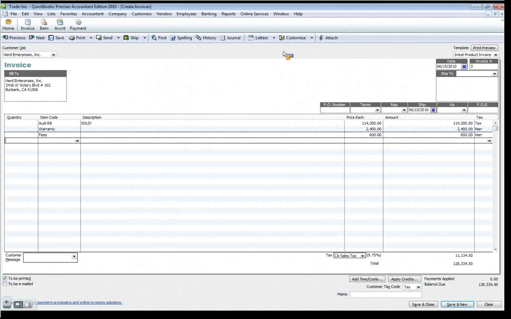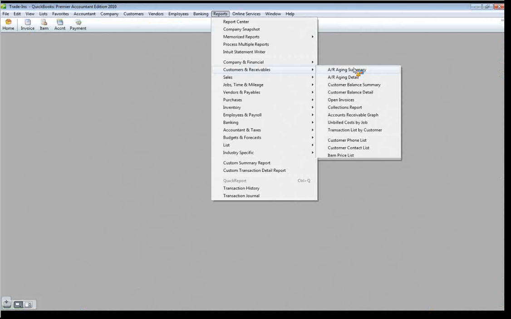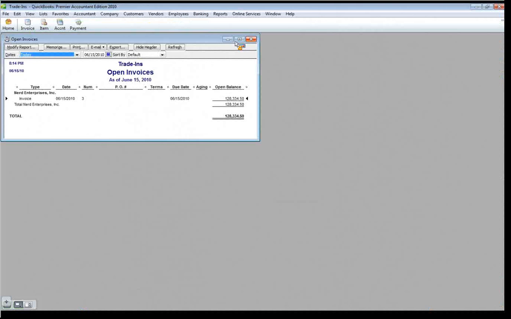The base amount that has to be paid off now is $128,334.50. Let's save this. Let's run a quick open invoices report so we can sort of track what happens here. So I've got my $128,334.50. Now, what about the trade-in?